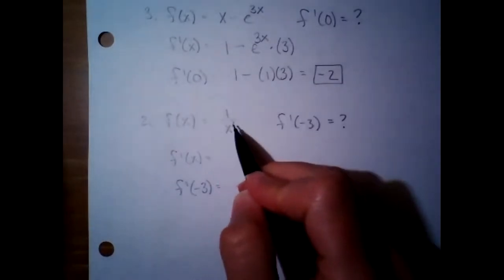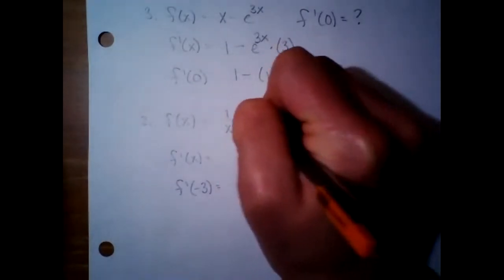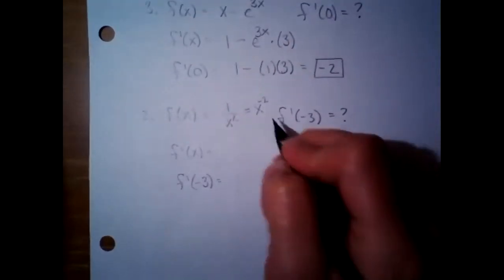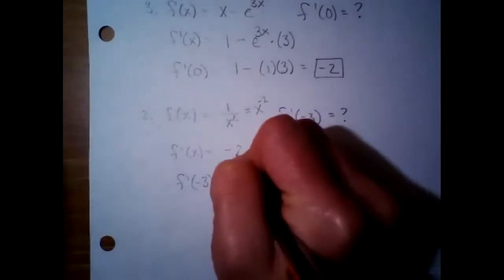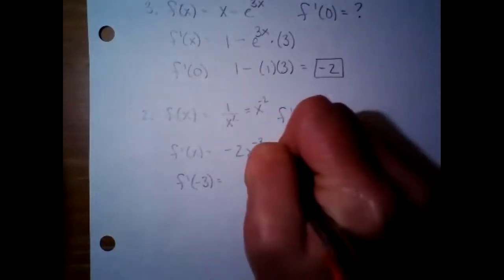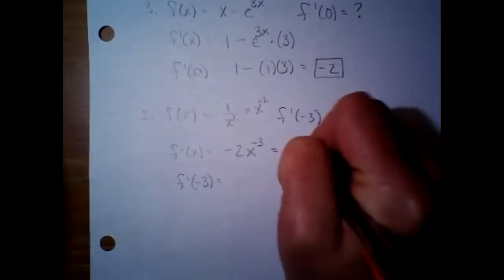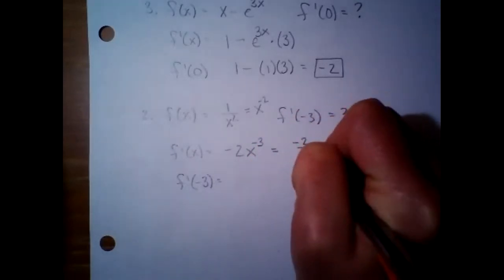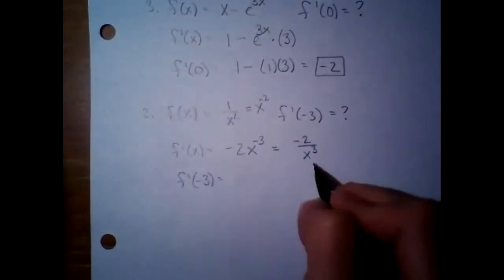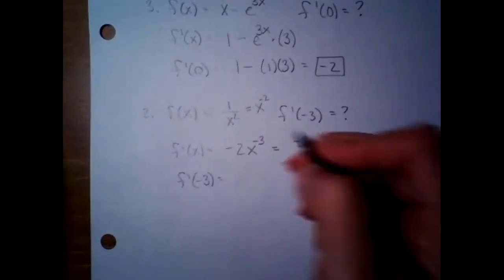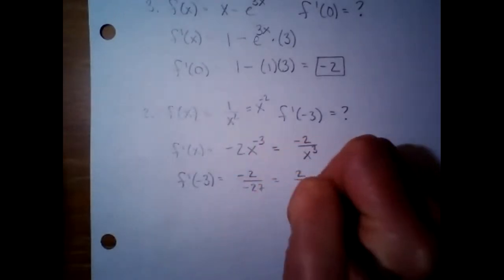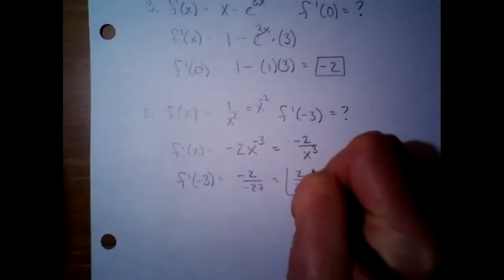All right, so this equation I'm going to rewrite as x to the -2. And so when we do the power rule, the -2 comes down and we subtract 1. So it becomes more negative, so -3. And then this would be -2 over x cubed. And so when we plug in -3 there, -3 cubed would be -27. And then the negatives are going to cancel, so 2/27.